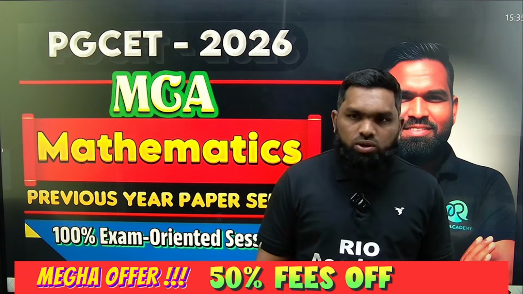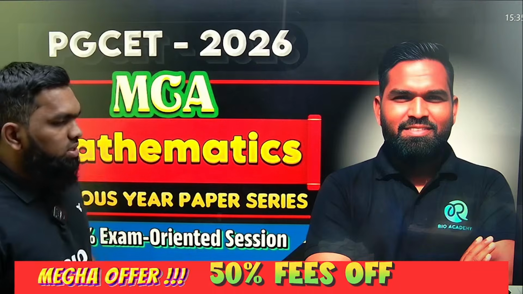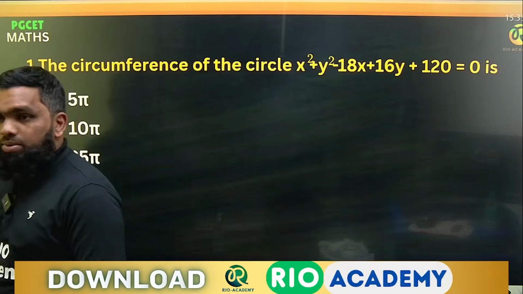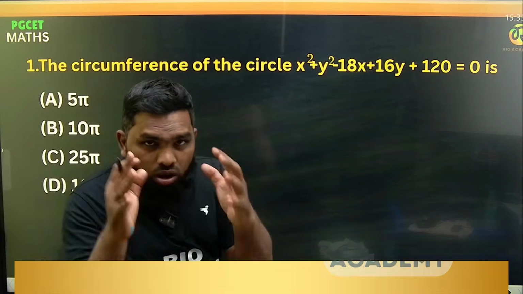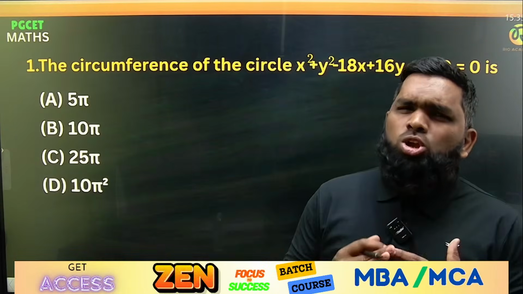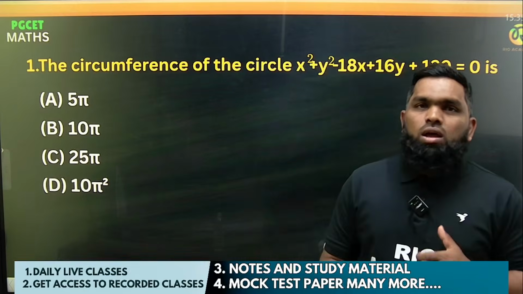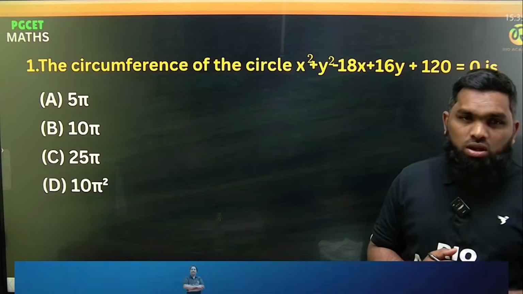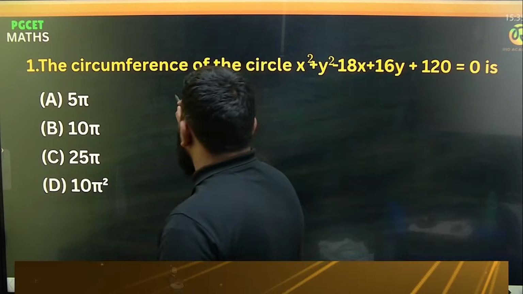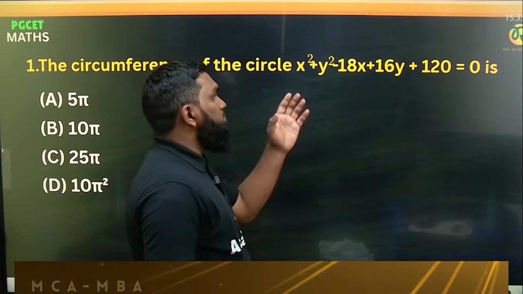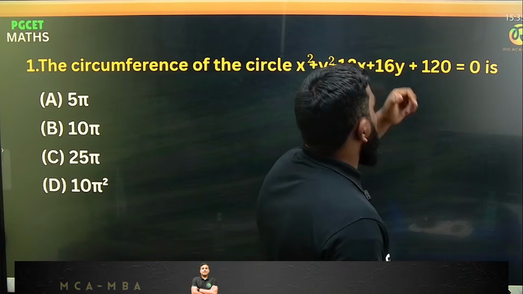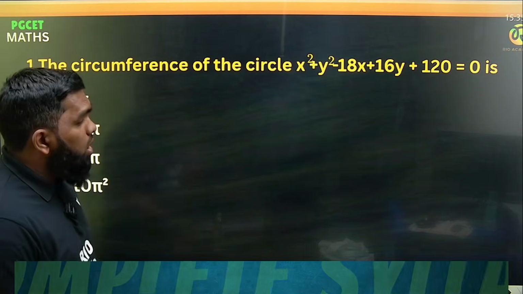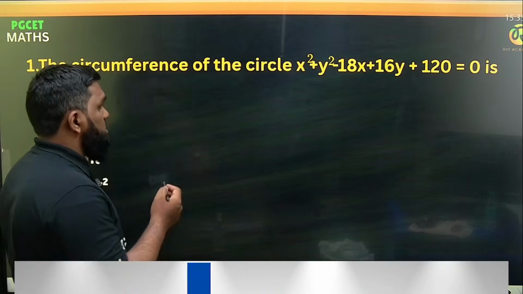So dear students, here we are going to discuss the first question regarding your syllabus. Look at the board and be confident about how we are going to solve such a question within 1 minute. The question is: the circumference of the circle x square plus y square minus 18x plus 16y plus 120 equals 0. It is a simple one.